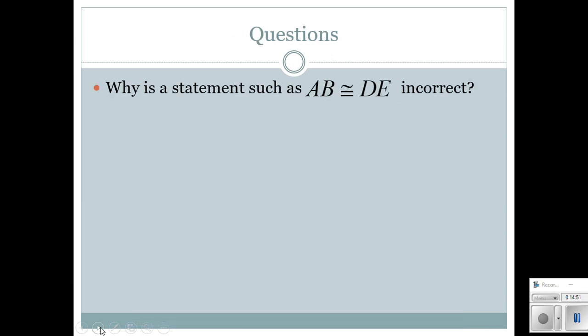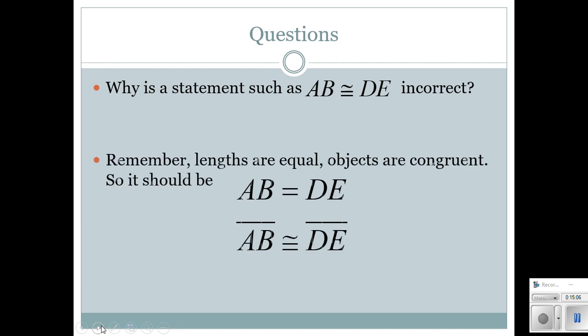Questions. Why is a statement such as line segment AB is congruent to line segment DE incorrect? When you have capital letters, we're talking about lengths. Remember, lengths are equal, but objects are congruent. So it should be AB is equal to DE, because this represents the length. So you use the equal sign, okay?